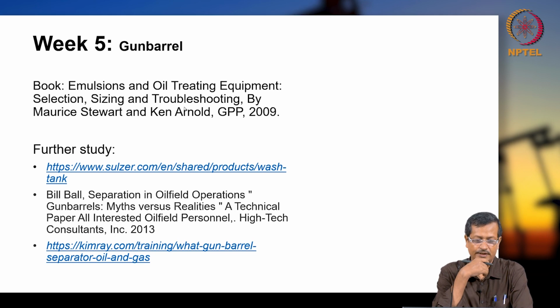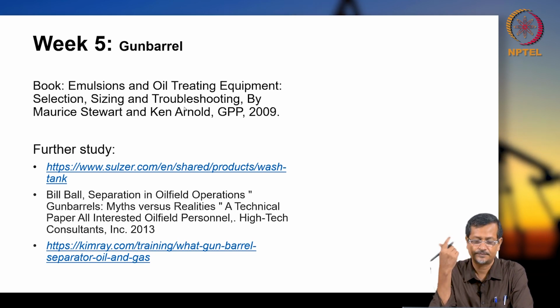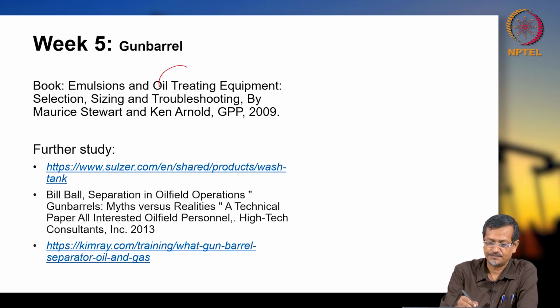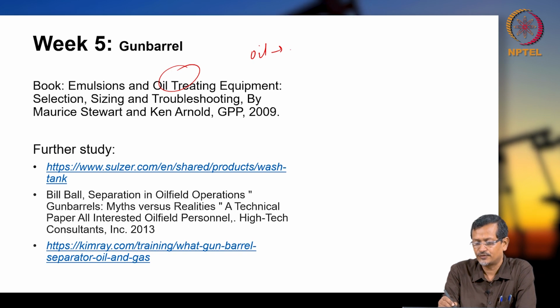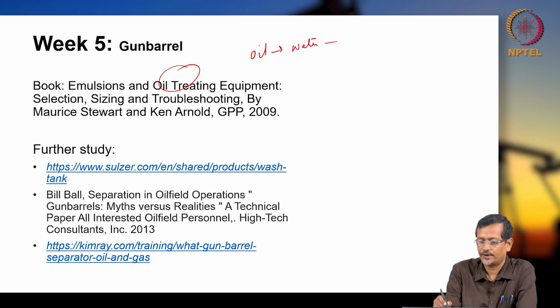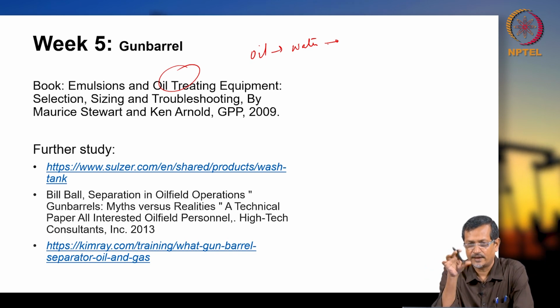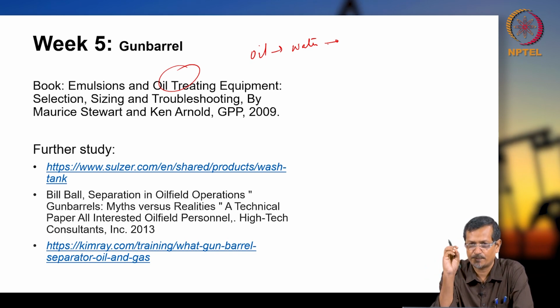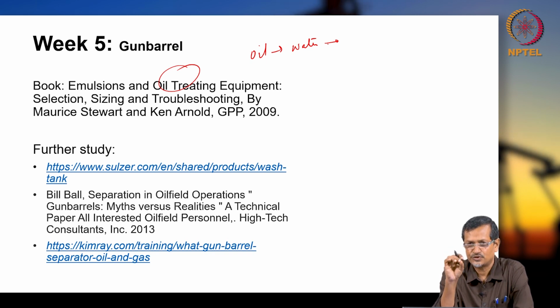Good morning. Today I'll start the topic gun barrel. We already started the topic on oil treating system. When we are treating oil, actually we are trying to remove water from oil. And if oil and water are creating a stable emulsion because of certain chemicals or certain reasons, let's say very small particles are there, certain chemicals present, in that case oil and water separation will be very difficult.